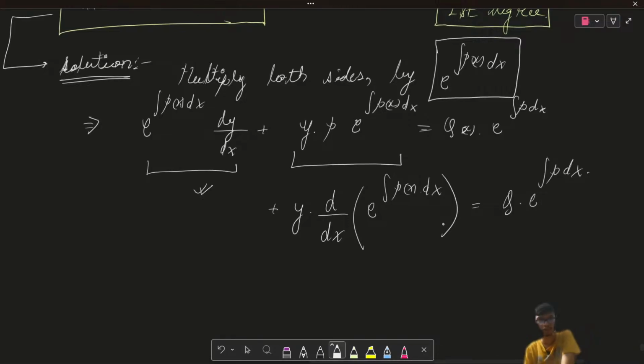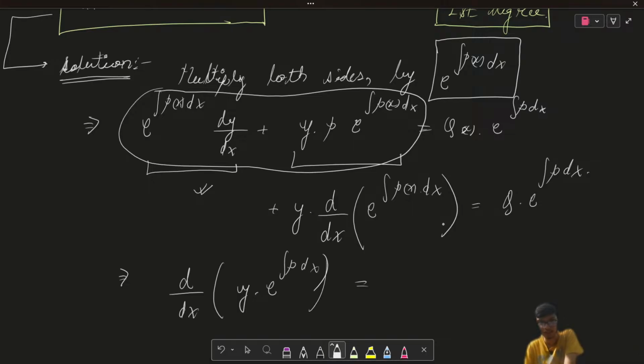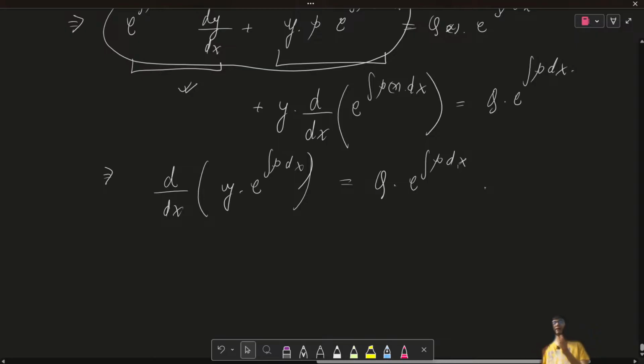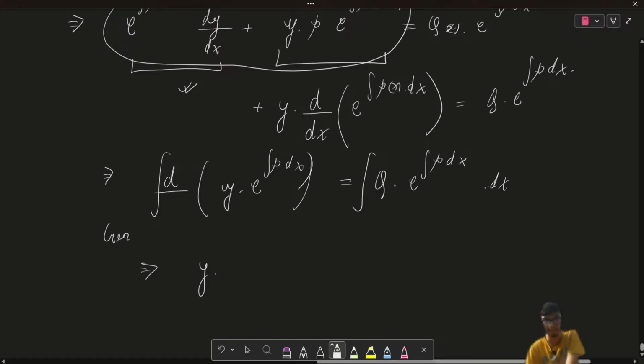So these terms cumulatively add up to give me the derivative of y into e to the power integration of P(x) dx, and that is equal to Q into e to the power integration of P(x) dx, right? Now once I obtain this form, I can do the variable separable step here. This is the derivative term, and I can take the dx across, and then if I integrate both sides to get to the solution, my general solution will look like this.